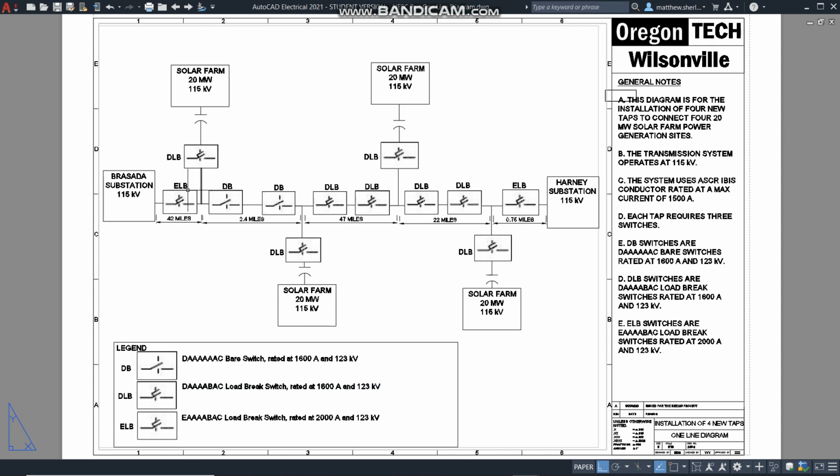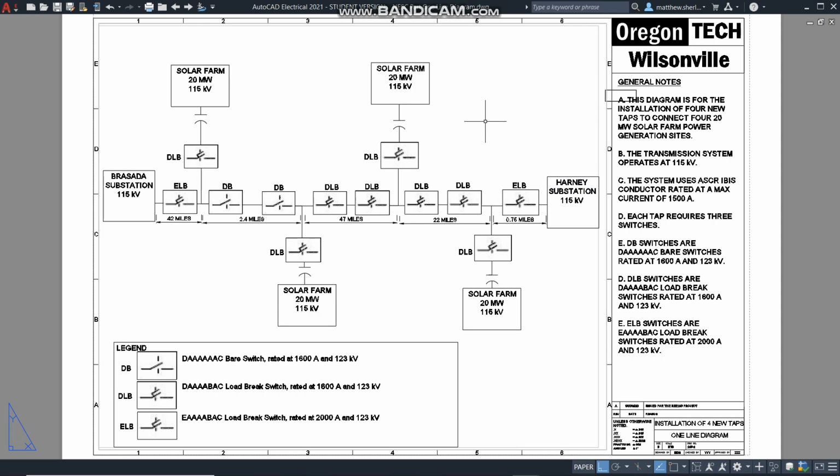But for some of these other segments, the biggest distance I had was up to 47 miles. And for those, I needed load break switches, which is what all the rest of them are. The load break switches are rated up to 50 miles. For most of the load break switches, I used the D-rated ones at 1600 amps. However, for the 2 that were next to the substations, I used the E-rated ones at 2000 amps.